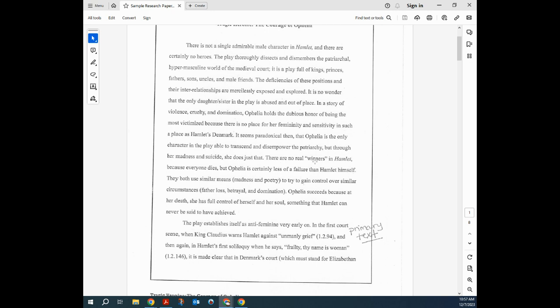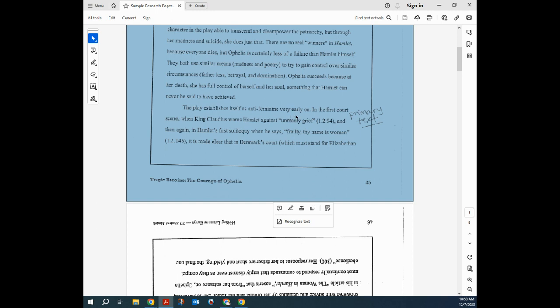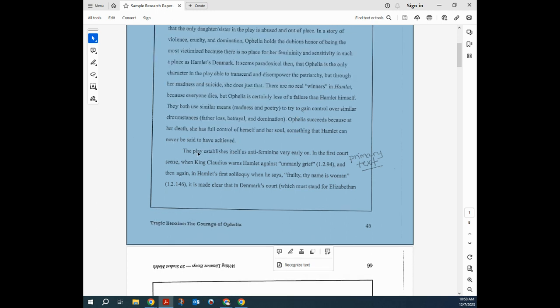All right, now you are going to summarize parts of the play, but only those parts that you need in order to back up your opinions about how the play pertains to your social issue. So if we look at the first paragraph that this student has, the play establishes itself as anti-feminine very early on. Right here in this topic sentence, this student is creating a topic sentence that is going to support her ideas about how the play breaks down patriarchy. So the topic sentence is not going to be "when the play first starts off."